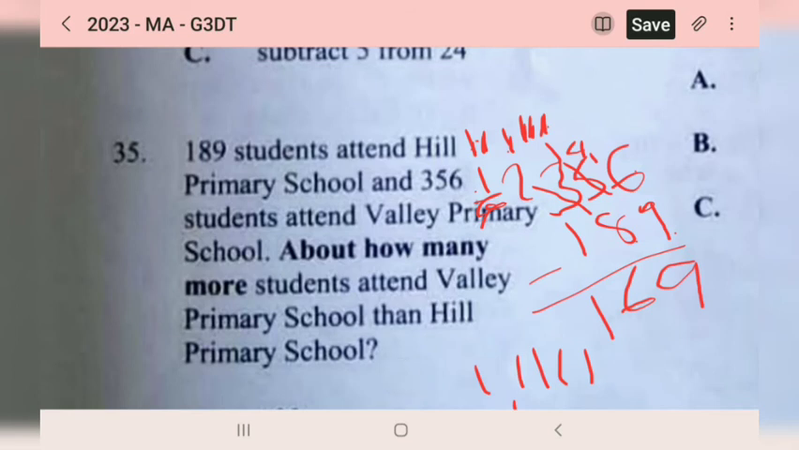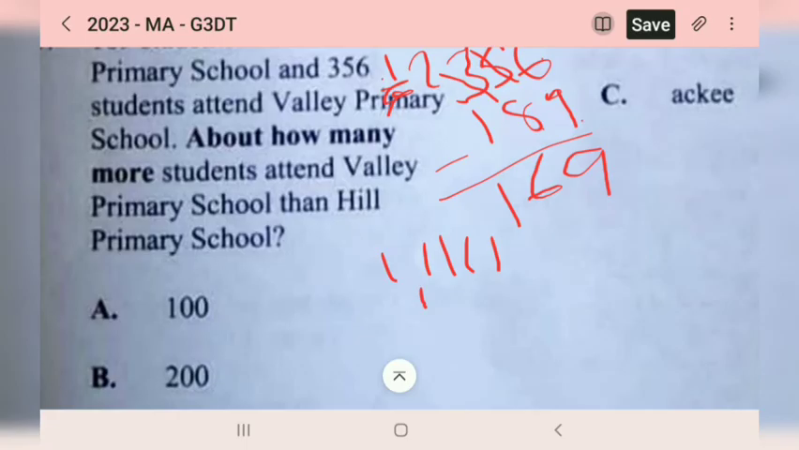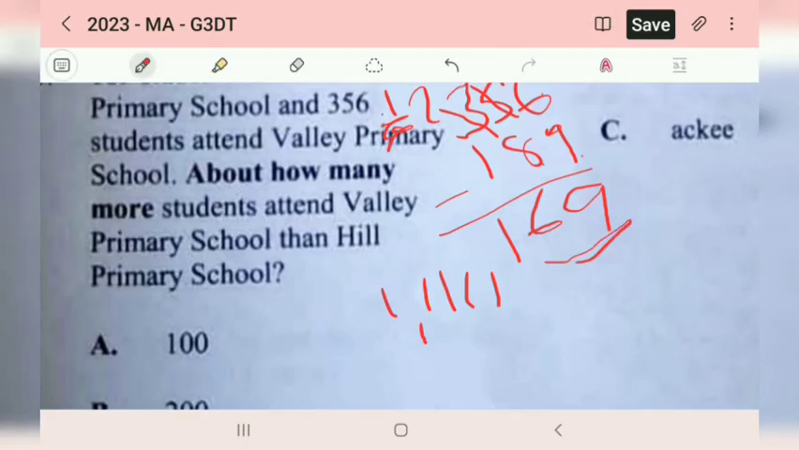Let's see what it says. 189 attend Hill Primary and 356 attend Valley. About how many? Oh, about. That's what I'm wondering. So because it's 169, we're doing some rounding off now. 69, is that closer to another 100 or less than 100? So would 169 be rounded to 100 or 200? Remember, if it's 50 or more, it's to the next 100. So 60 is more than 50, so it's going to be about 200. About meaning they're not asking you for the exact figure. So it's about 200 more.